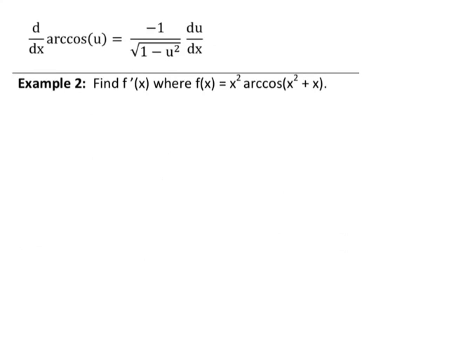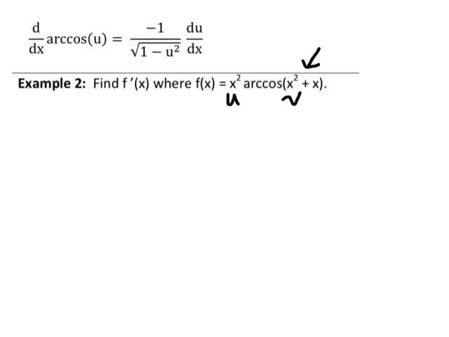Now let's take a look at the following example. Here we're going to be dealing with the arc cosine, and I want you to notice that we've also got a product involved. So we're going to have to be dealing with a u, which is the x squared, and a v. I don't want you to confuse that u with the u that's right here inside. This is separate from the u that's right here. So don't get confused.